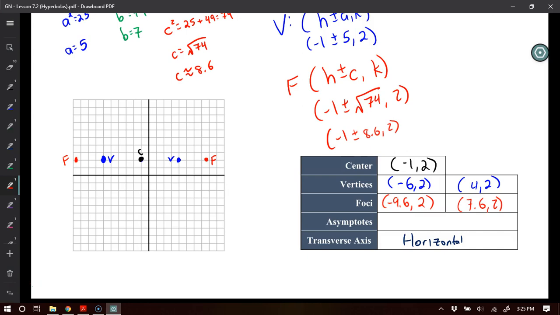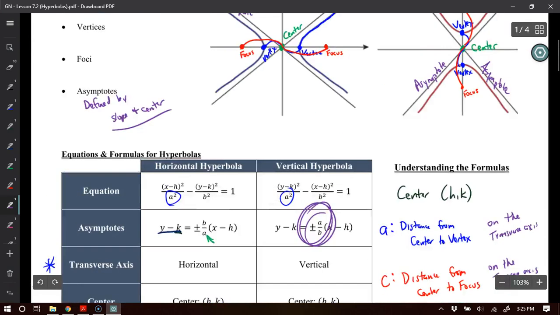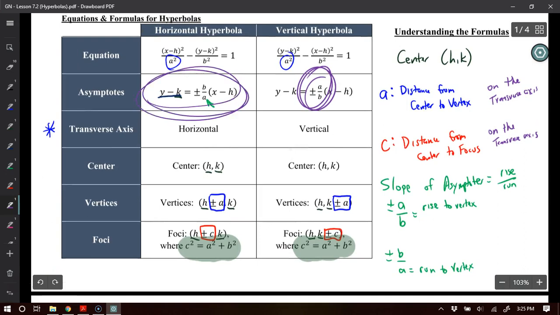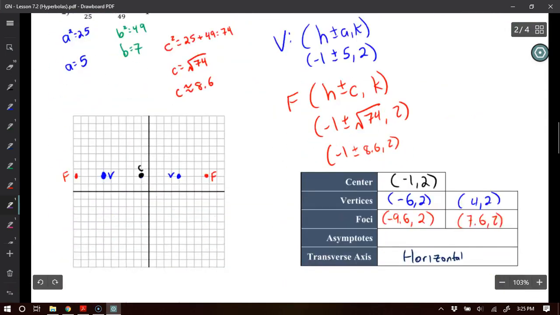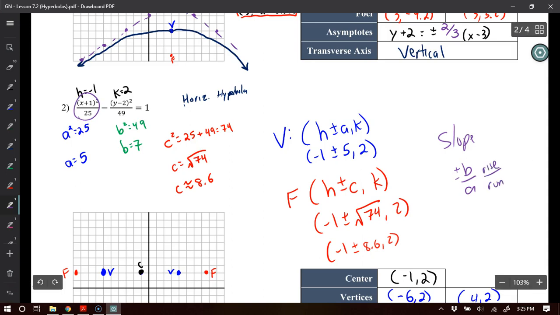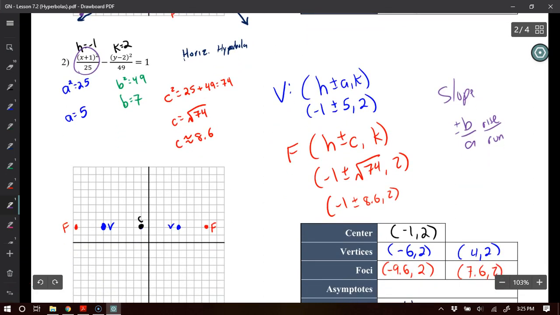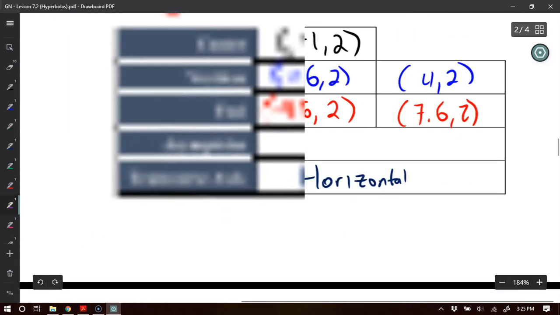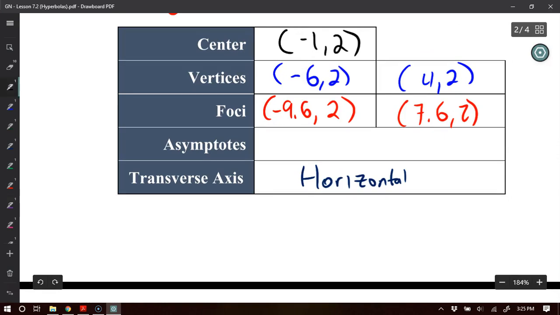So the last part is my asymptotes. Again, that's on your formula sheet. It's right here, for the horizontal hyperbola that we're dealing with. Boom, there is your asymptote equation. You are told the slope of the asymptotes is going to be plus or minus b over a. I like to understand why. Remember, a was underneath the x. It's dealing with a left to right movement. So your a is the run. Your b is the rise. So the slopes of the asymptotes is going to be plus or minus b over a, so plus or minus 7/5.